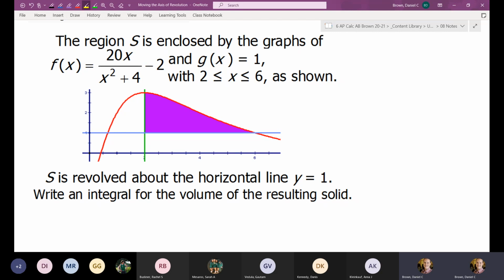Again, things I can't emphasize enough: what you're rotating it around will help you draw your radius, or at least a sample radius, to help you figure out if it's going to be a dy or a dx problem. And then if you see revolve anywhere, you know your answer has to have a pi, and you know it has to have whatever that radius is squared.